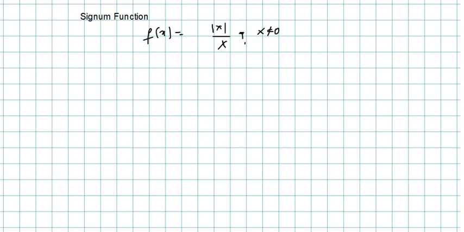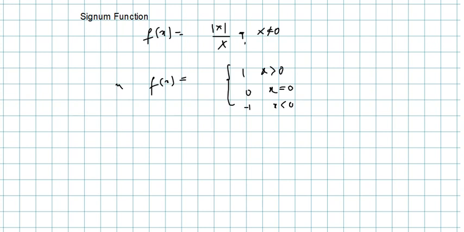Or you can write f of x like this. You can clearly see it would be 1 when x is greater than 0, it would be 0 when x equals 0, and it would be minus 1 when x is less than 0. So, let us understand this one more properly.